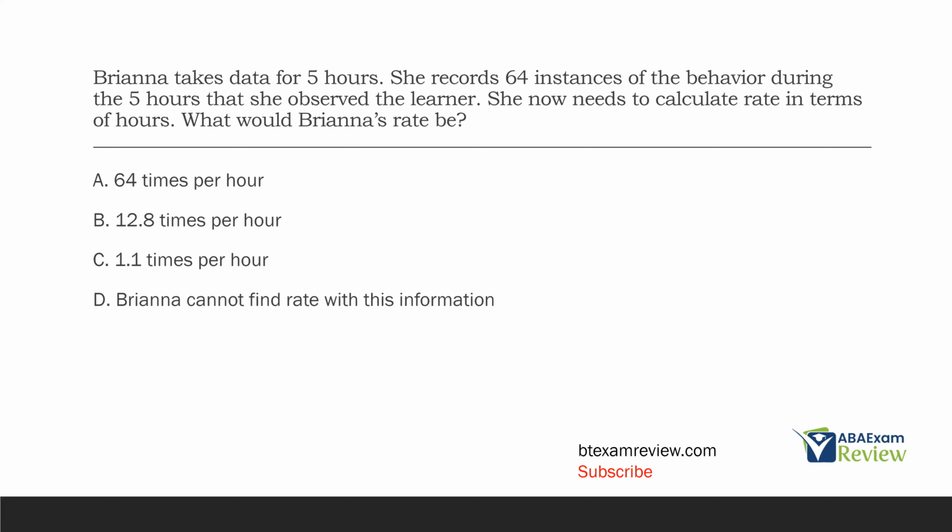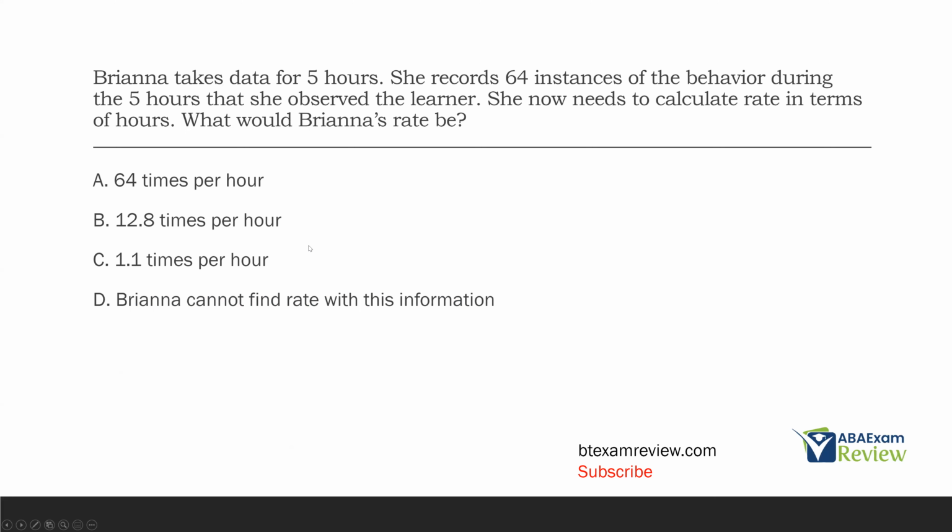All you're going to do is put your total frequency over your total time because we're looking at it in terms of hours. So your frequency is what? Well, it's 64. We have 64 instances. That's our frequency. We're going to put 64 over 5 and simply divide. 64 divided by 5, you will get 12.8. So in terms of hours, A, 64 times per hour. No, 64 times per 5 hours maybe.